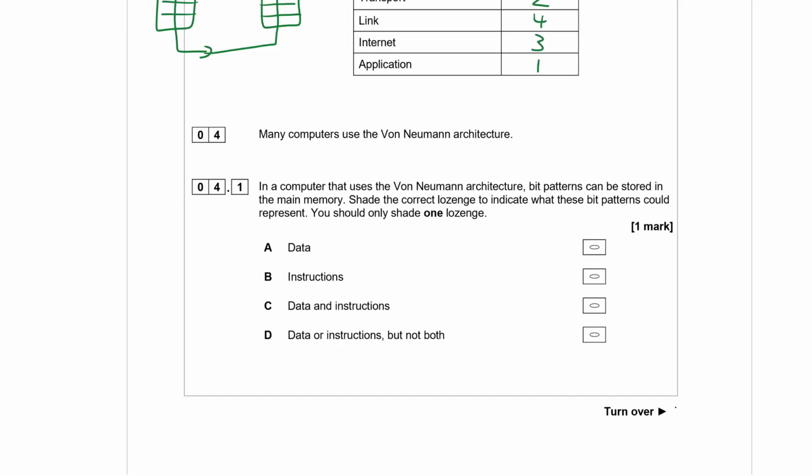Right now, many computers use the von Neumann architecture, the vast majority in fact. It says in a computer that uses a von Neumann architecture, bit patterns can be stored in the main memory. Shade the correct lozenge to indicate what these bit patterns could represent. So data, instructions, data and instructions, data or instructions, but not both.